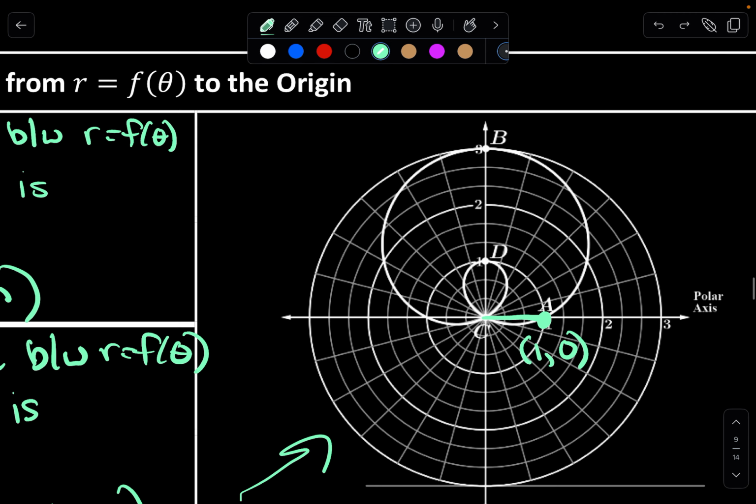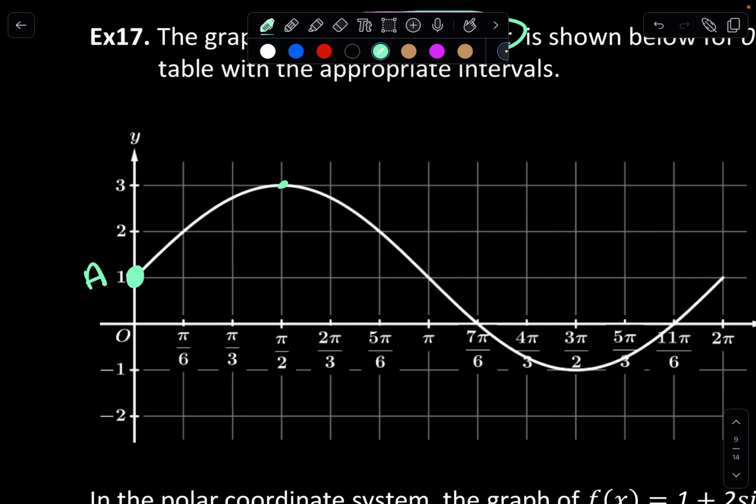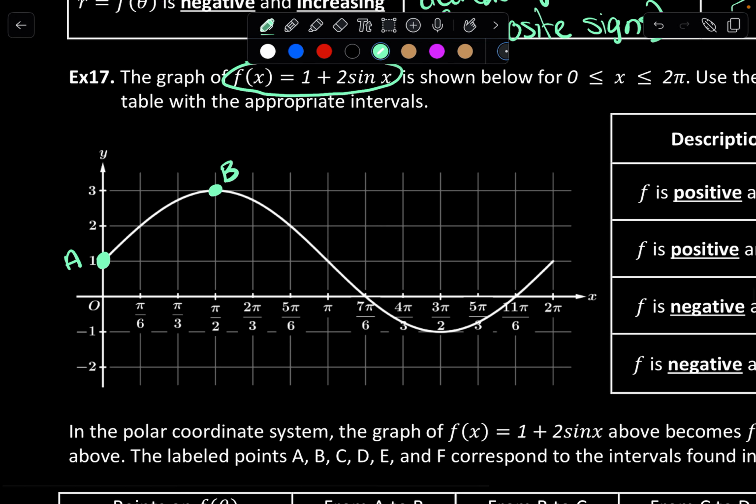And then our next point here, the orientation is going to go counterclockwise. If I look here, I'm on that vertical axis. This is when theta is equal to pi over 2, and the radius here is going to be 3. So that's my next checkpoint. At pi over 2, the radius is 3. That will be point B. And if you look at our sinusoidal curve, the radius is represented by how far we are from the horizontal axis, or in this case, the x-axis.